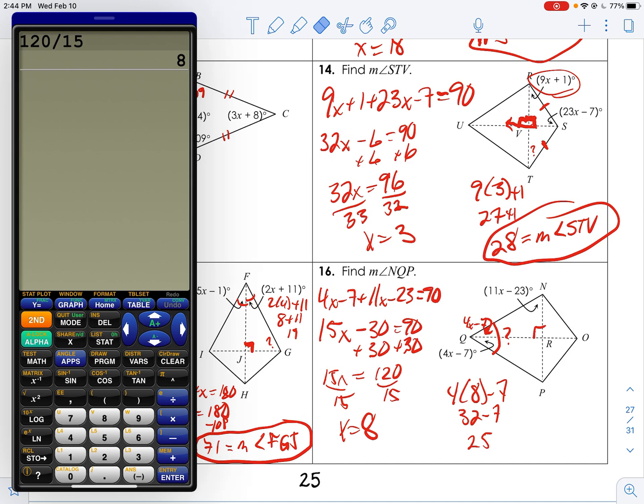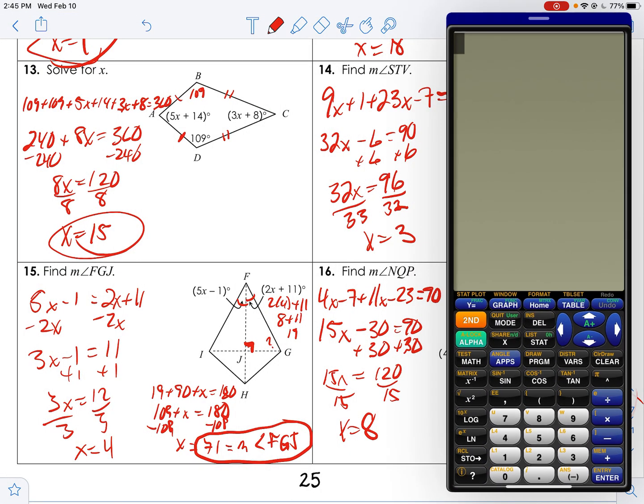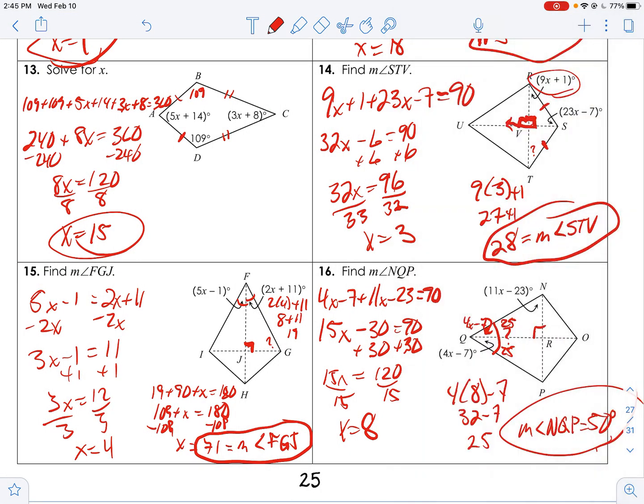Oh, it's not, actually. If we look at that better, that's just this one, which means it's that one, which means the measure of angle NQP equals 50 degrees. Got to double it. That's all she wrote. That is quadrilaterals, folks.